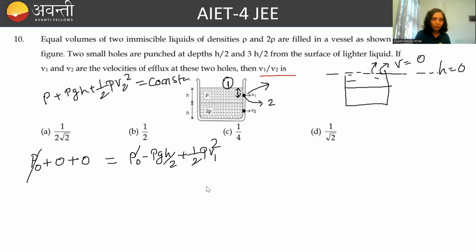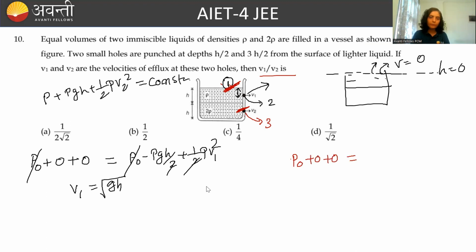So P naught will get cancelled. This half will get cancelled. So v1 will be equal to how much? Root of gh. So v1 we have got. Now let's calculate v2. For calculating v2, I'm taking the second point as this, and the first point the same as previous. So at these 2 points, now I'm going to write the Bernoulli's theorem. If you write it at the first point, P naught plus 0 plus 0.